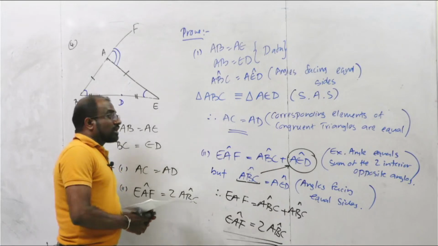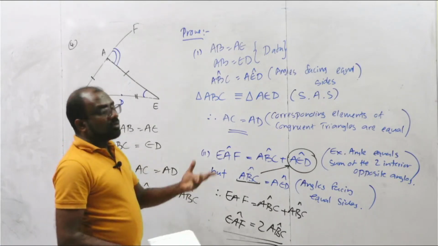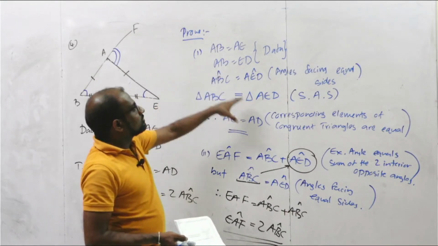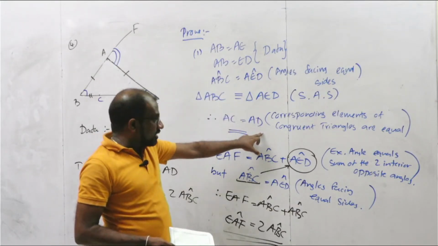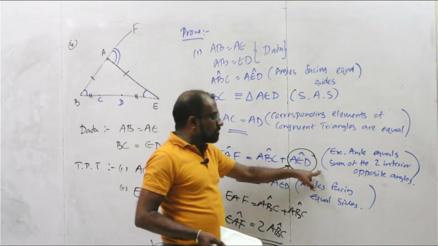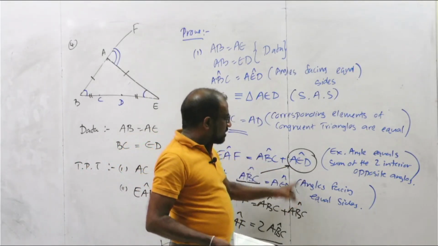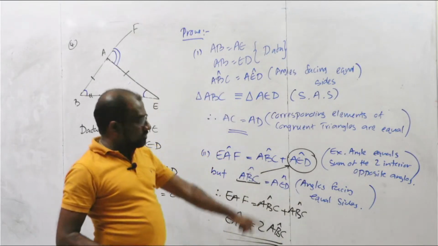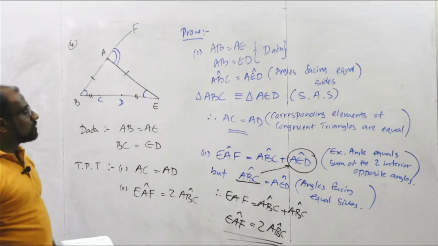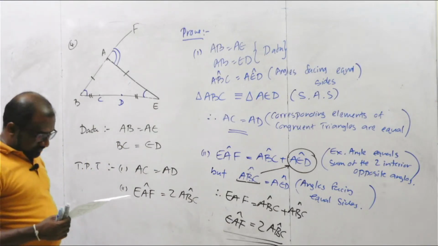This completes the first term paper. Congruency of triangles is there. Then corresponding elements of congruent triangles. Then exterior angle equals the sum of the two interior opposite angles. Isosceles triangle theorem: angles facing equal sides are equal. All the theorems in the first term are there. Right.